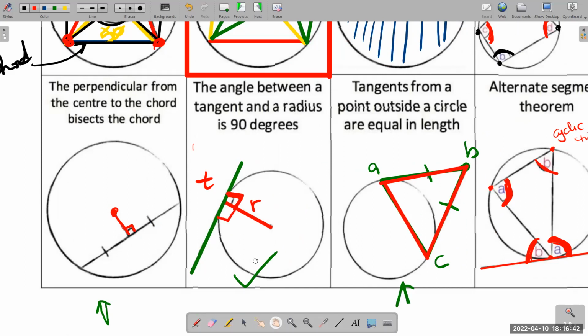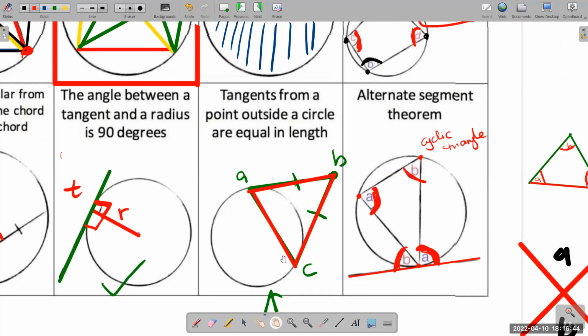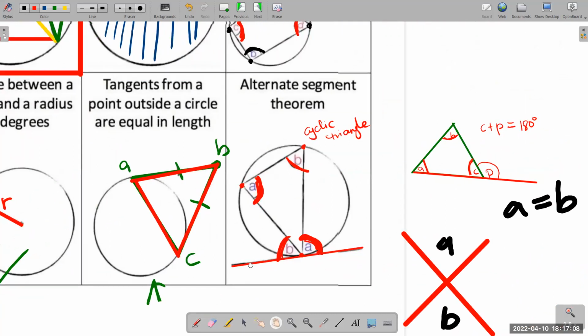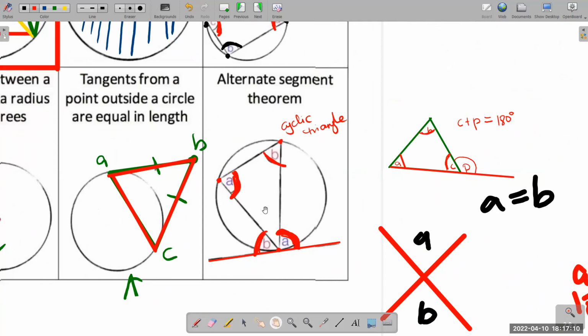Okay. Next one, this one deals with 2 tangents. So whenever 2 tangents meet at a point, the lengths of those 2 tangents are equal. And I connected it to show you that it creates a triangle. Anybody remember the name of this triangle? What's the name of this triangle that has two equal sides? Isosceles. Excellent.